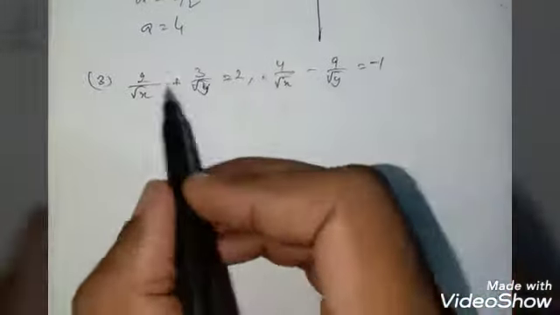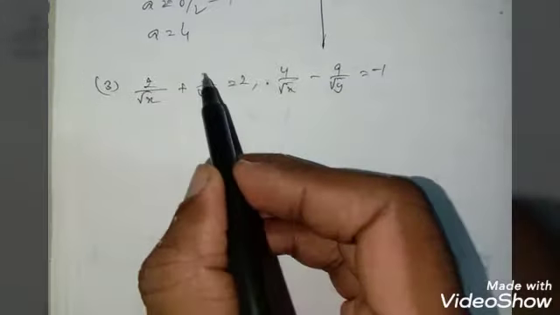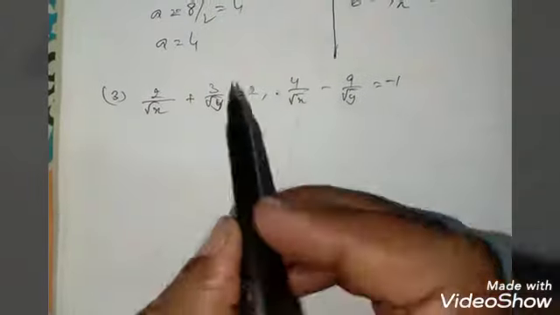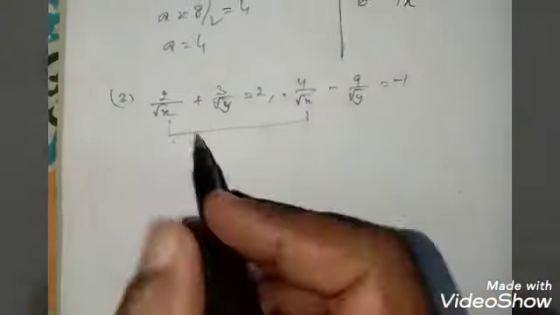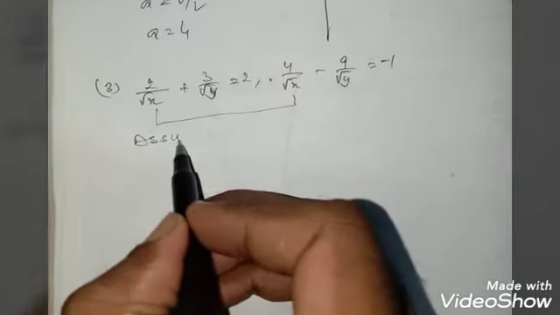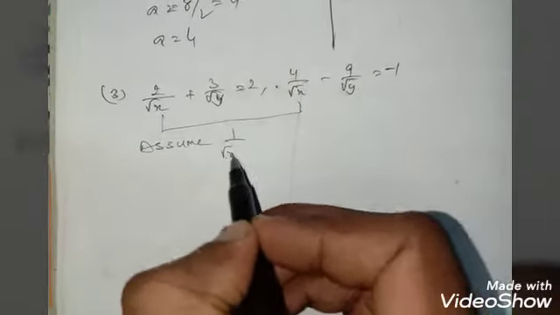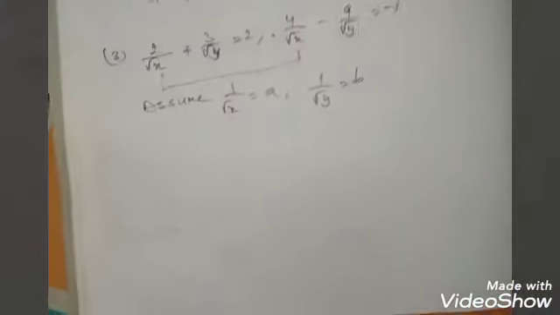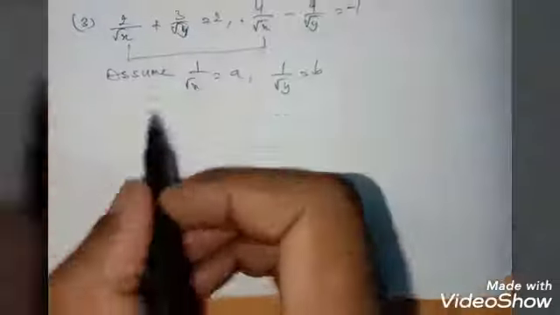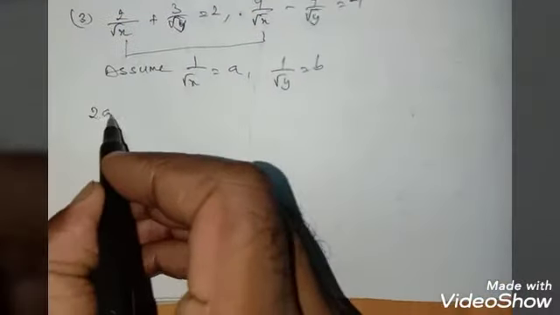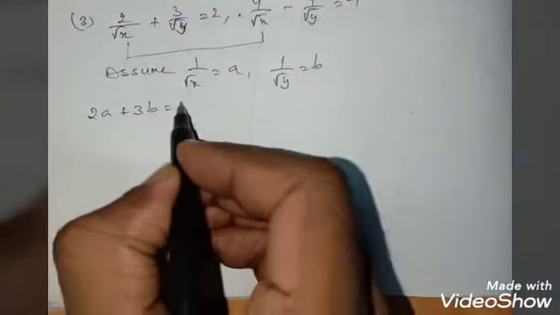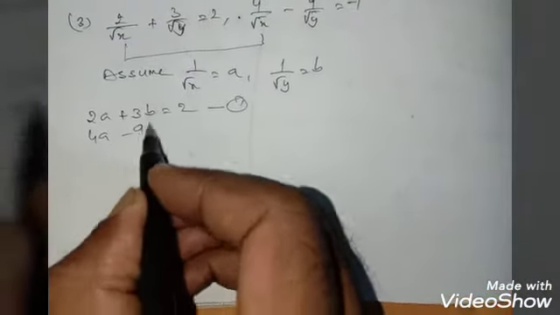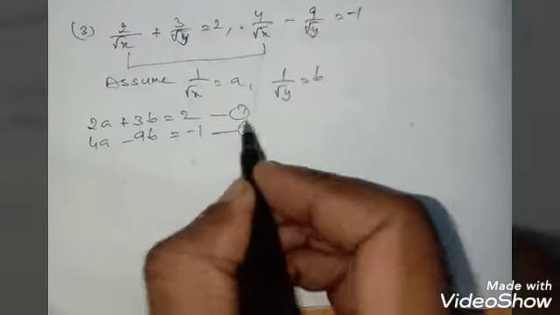Now coming to the third question. The third question is given as 2 by root x plus 3 by root y is equal to 2 and 4 by root x minus 9 by root y is equal to minus 1. So here both the denominators are root x and root y. I assume that 1 by root x is equal to some a and 1 by root y is equal to some b. Right. So after assuming these two values, then substitute in this. You will get 2a plus 3b is equal to 2 as our first equation. And here 4a minus 9b is equal to minus 1 as the second equation.